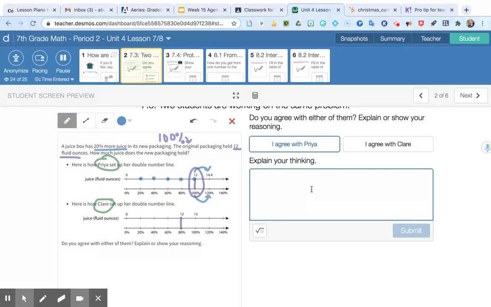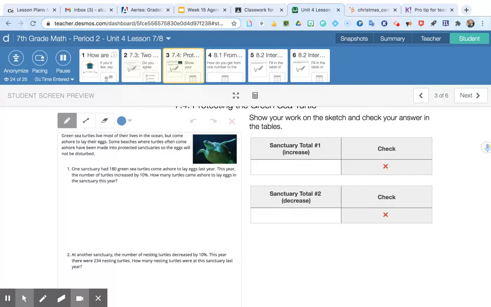All right, so make sure you type something here. You don't just click the answer. You won't get full credit. You got to tell me why Priya is correct. Number 3, it's talking about sea turtles and their habitats. So we have 2 different problems, and then you can type your answers here. Remember, you got to show your work for full credit.